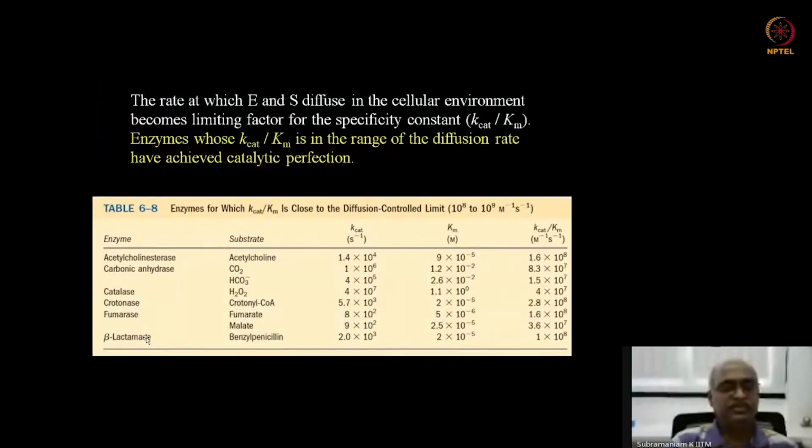So here are some of the enzymes and their substrates, and the corresponding K-cat, Km, and the ratio are given. And if you look at it, the diffusion control limit is in this range, and some of these enzymes are already there. So most enzymes are actually limited only by the diffusion rate within the cellular environment, indicating many enzymes actually have achieved catalytic perfection. So this is not surprising given the very long time the life has been around and the evolution has perfected many of these enzymes.